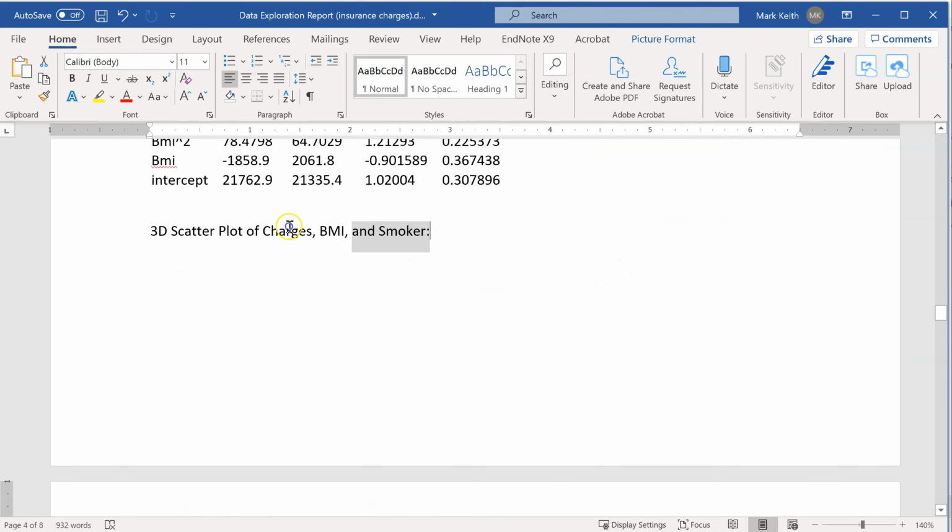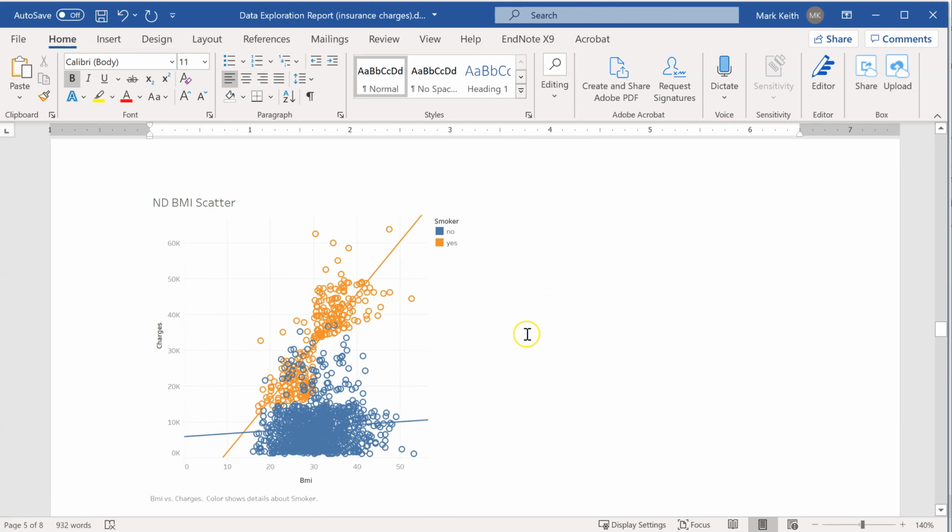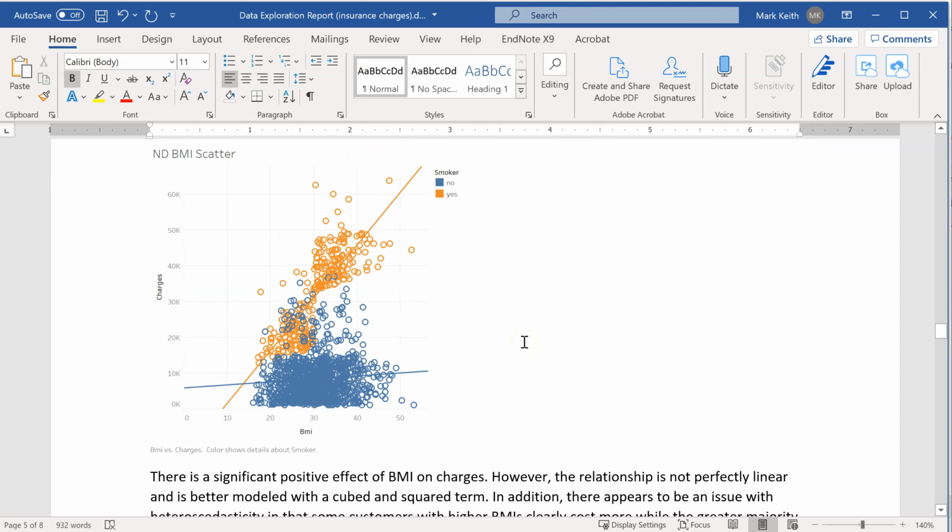Okay, and based on this information, there's something we can do to create a new feature that may help greatly in the modeling phase. It's called creating an interaction term.